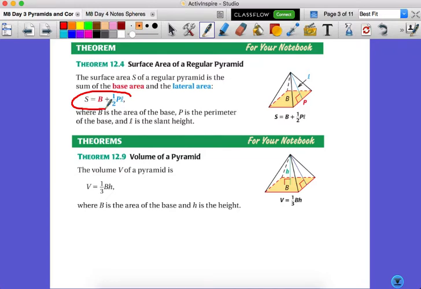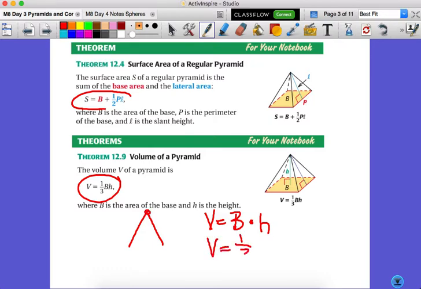Down at the bottom, we also have the volume formula of a pyramid, 1/3 the area of the base times the height. Now with that, anytime that we have a polyhedron that comes to a point at the top, so we've got either a pyramid or a cone, we are always going to have 1/3 of the general volume formula. Because yesterday we learned that volume is typically the area of the base times the height. But if we come to a point at the top, we now have 1/3 the area of the base times the height.